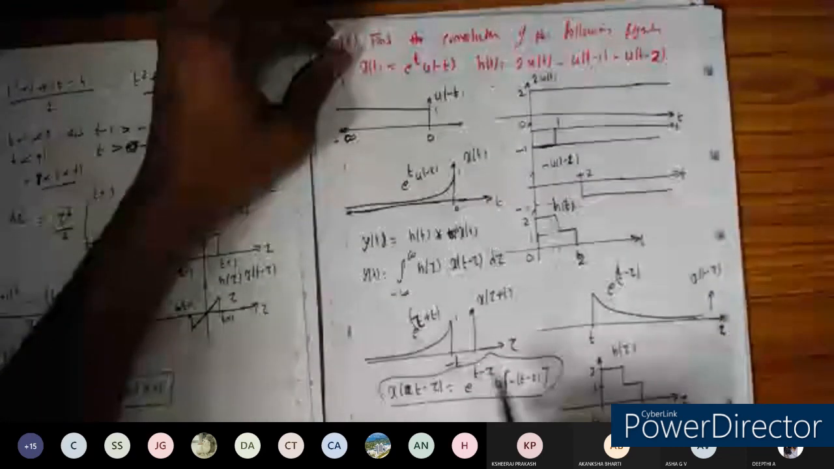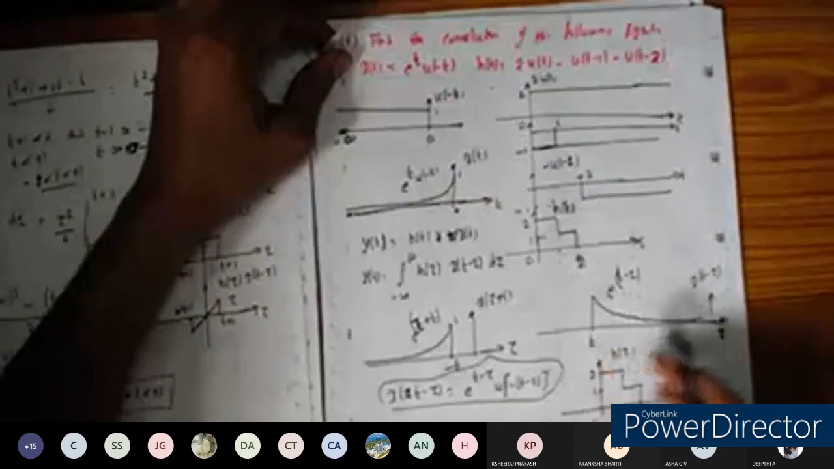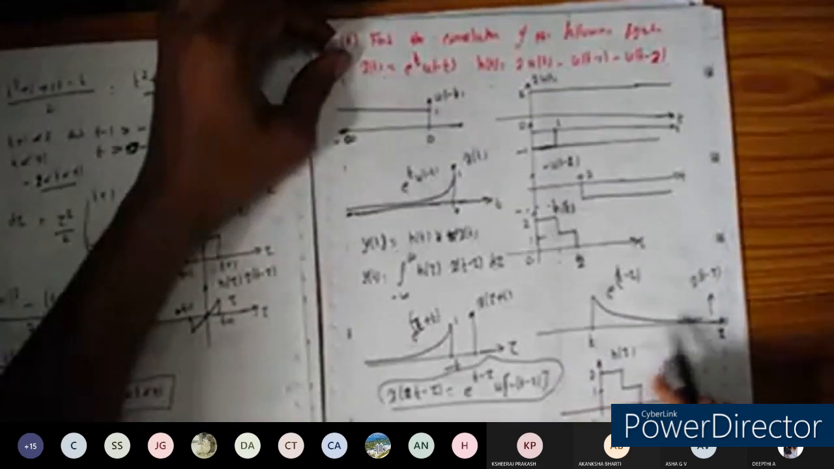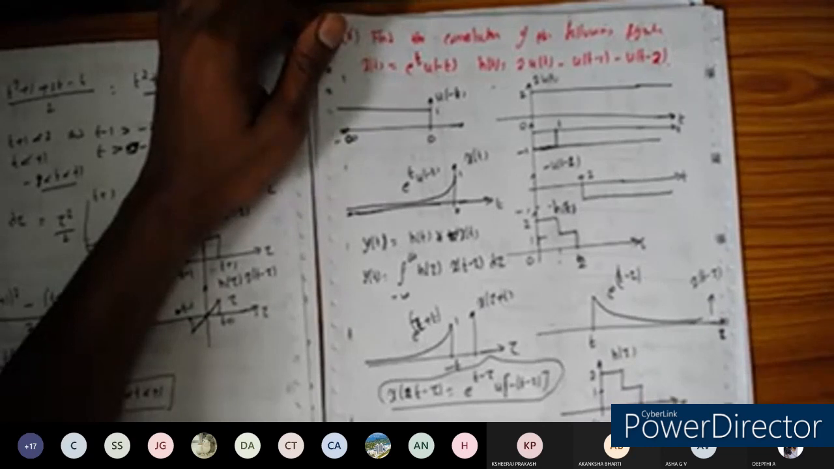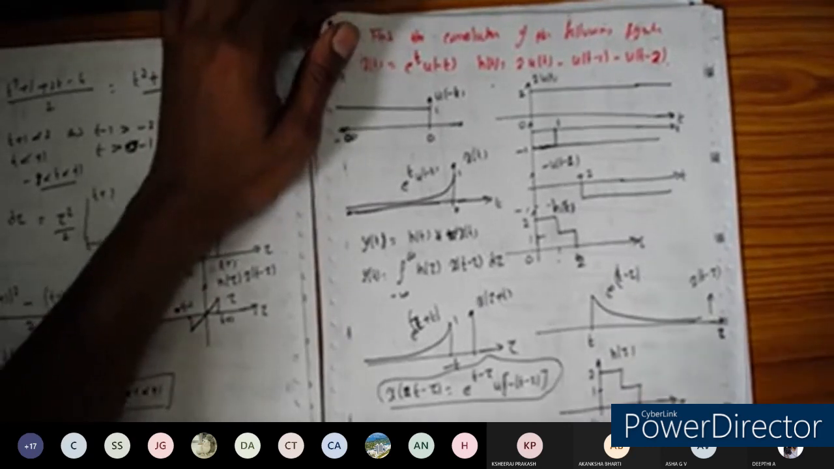The other one is e to the power of t minus 2, that is x of t minus 2. We got the waveform like this. Now let us take the different cases: one is the non-overlapping case, the other is the overlapping cases.